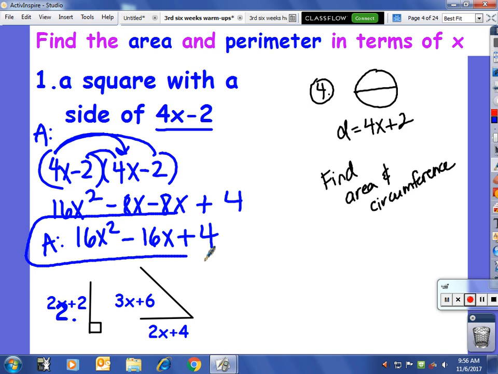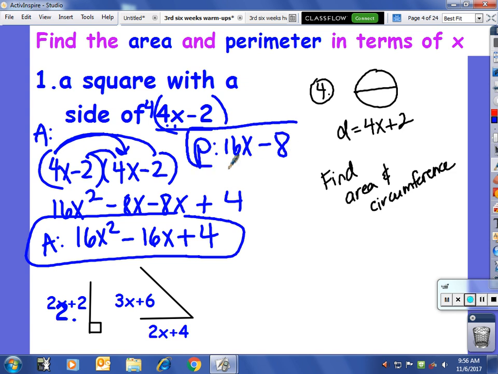So you've got to know how to do that. Perimeter isn't so bad for this one. You just take one side and multiply it by 4 because all 4 sides are the same. Perimeter would be 16x minus 8. Okay, so are you good with the square?